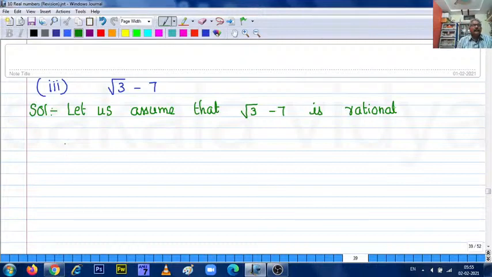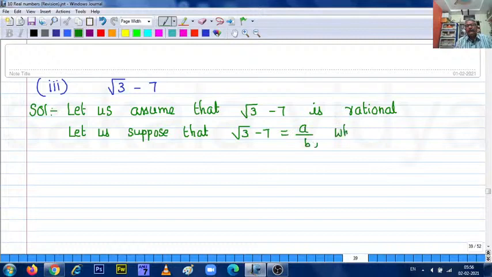Right. So now let us suppose that root 3 minus 7 equals a by b, where a, b not equal to 0 are co-primes. Co-primes means HCF of a, b is 1. Okay, now here you do one thing.